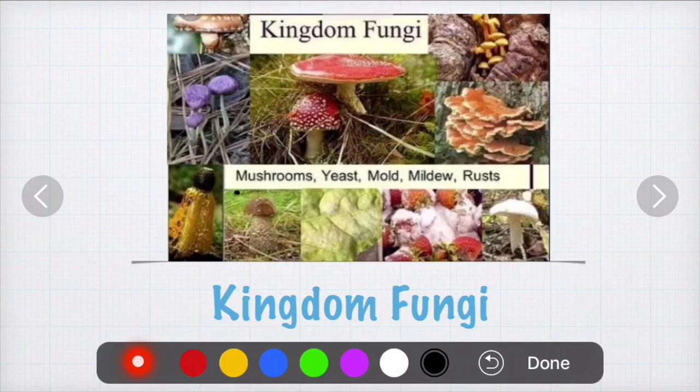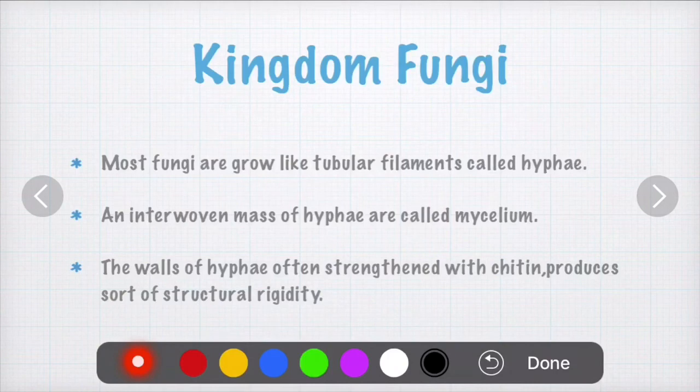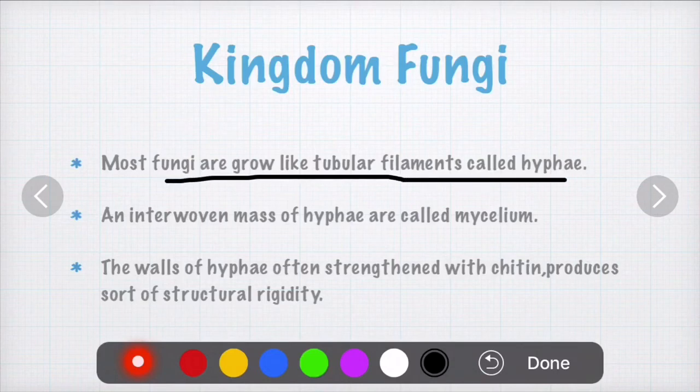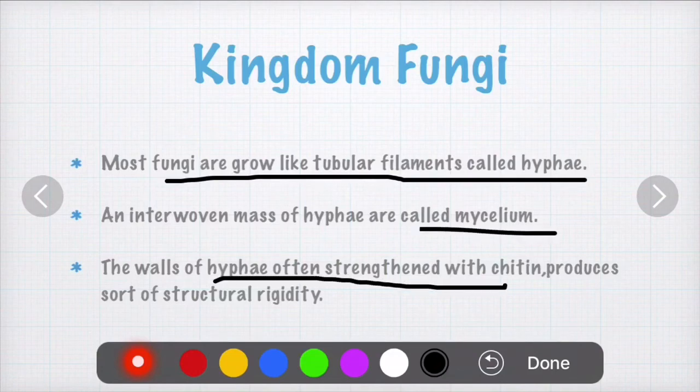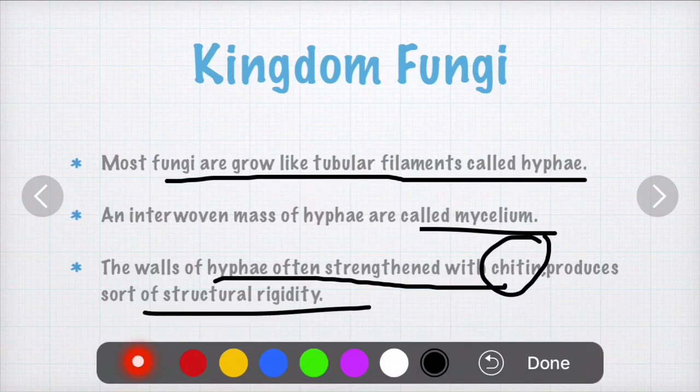Kingdom Fungi includes mushrooms, yeast, molds, mildew and rusts. What are the characteristic features of kingdom Fungi? Most fungi grow like tubular filaments called hyphae. Hyphae are combined, and the intermass of the hyphae is called a mycelium. The walls of hyphae are strengthened with a substance called chitin, which provides structural rigidity to the hyphae.